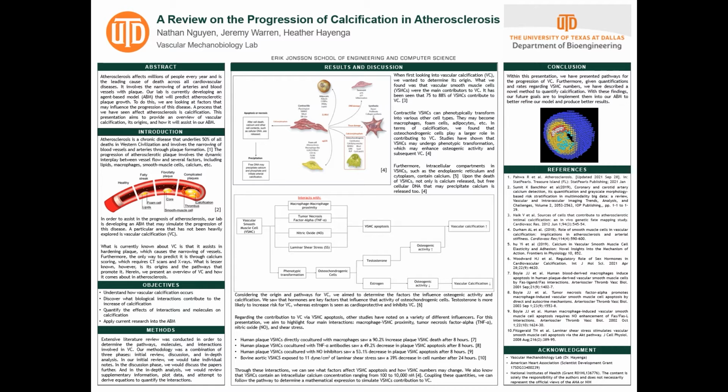Using this methodology, we were able to make several interesting connections. One of the first things we saw was that 75 to 88% of vascular smooth muscle cells contributed to vascular calcification. These VSMCs contribute to calcification following two pathways. The first pathway involves VSMC's high affinity towards phenotypic transformation into several different cells, including macrophages, foam cells, adipocytes, etc. What is most relevant to calcification, though, is their ability to transform into osteochondrogenic cells. These cells can enhance osteogenic activity, which may subsequently increase calcification.